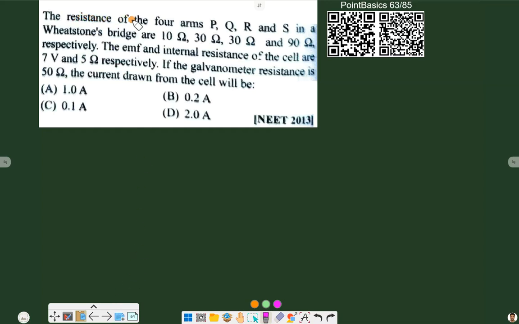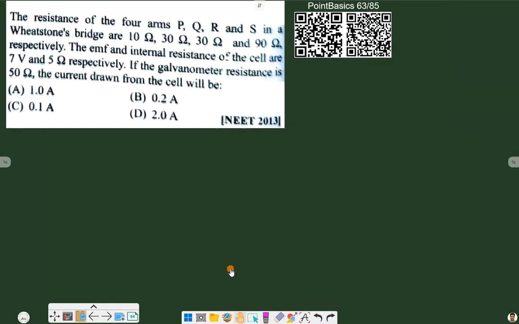The resistances of the four arms P, Q, R and S in a Wheatstone bridge are 10, 30, 30, 90 ohm respectively. The EMF and internal resistance of the cell are 7 volt and 5 ohm respectively. Galvanometer resistance is 50 ohm. The current drawn from the cell is?